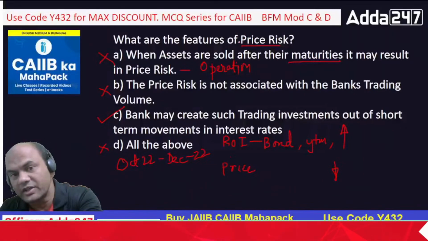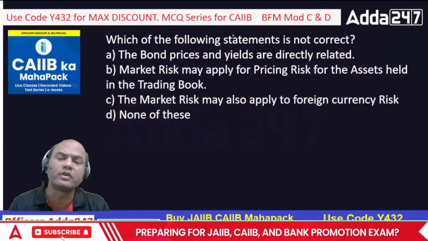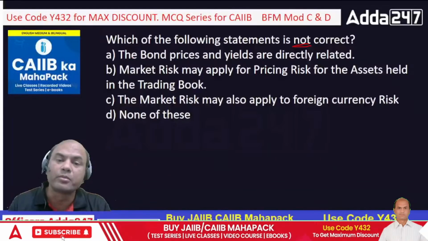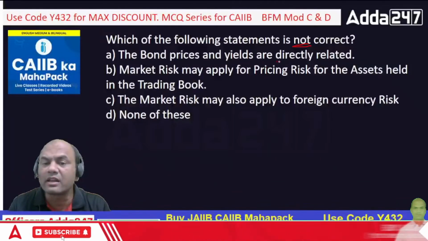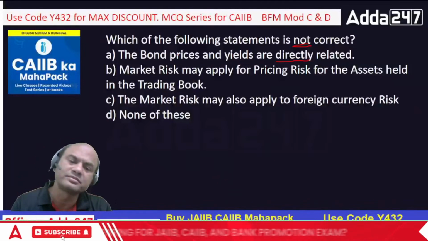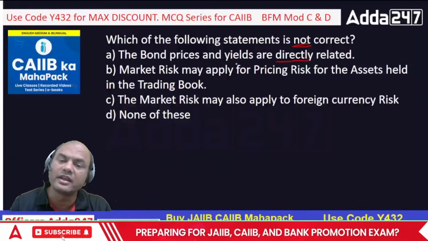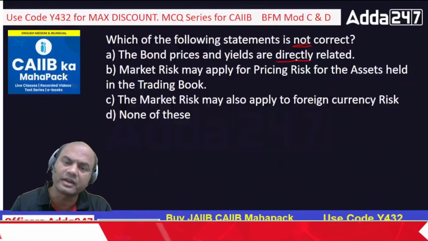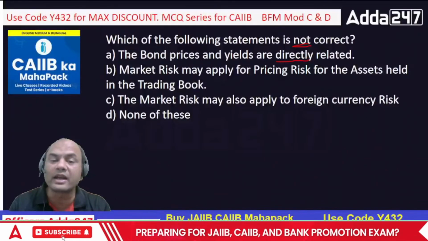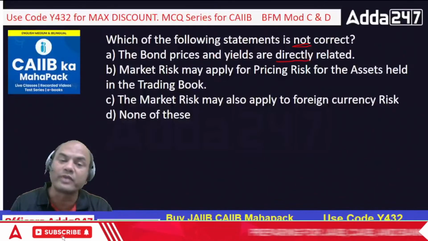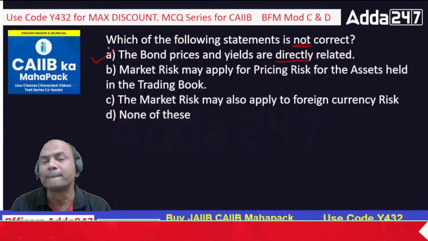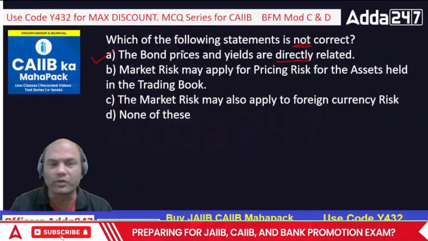Okay, next one. Which of the following statements is not correct? Remember, not. The bond prices and the yields are directly related. What did I say just now? Bond prices and the yields, means asking rate, are they directly or indirectly related? Just now I gave you that example, right? They are indirectly related. So this is not correct. In fact, we want only the not correct one. So the answer is itself in A. But what about B? See here. You have got this answer of A.